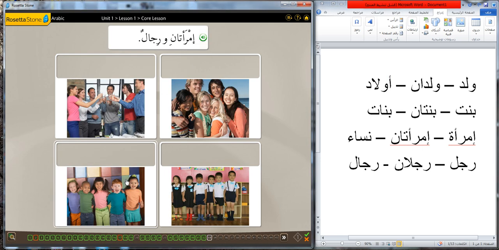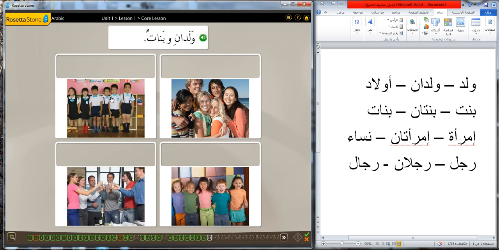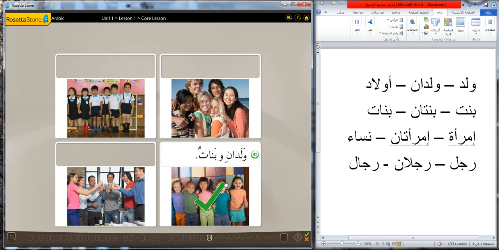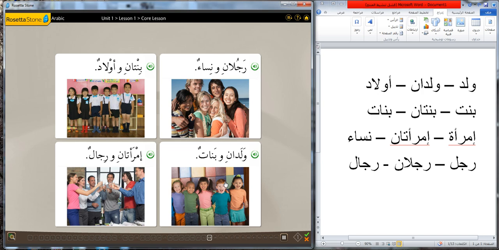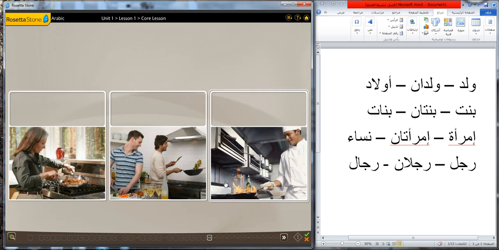امرأتان ورجال. ولدان وبنات. ولدان, 1 2, وبنات, 1 2 3. هما.